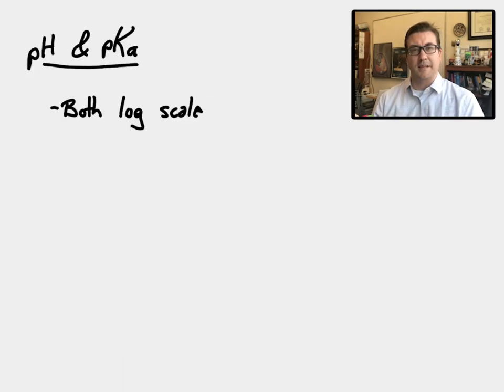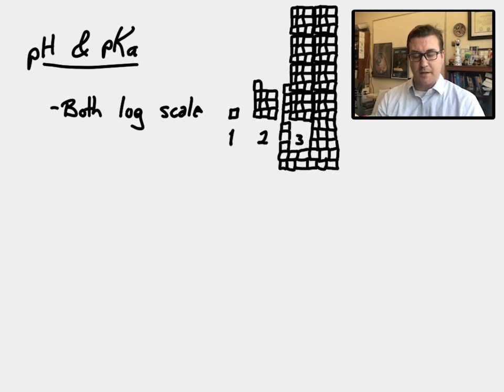It's important to recognize the similarities and the differences between pH and pKa. They are both log scales, and sometimes I have a hard time visualizing what a log scale is. On a log scale, 1 is a single block, 2 would be 10 blocks, and 3 would now be 100 blocks. There's a huge difference in the number of objects from 1 to 2 to 3. I won't even draw 4, it's too many.